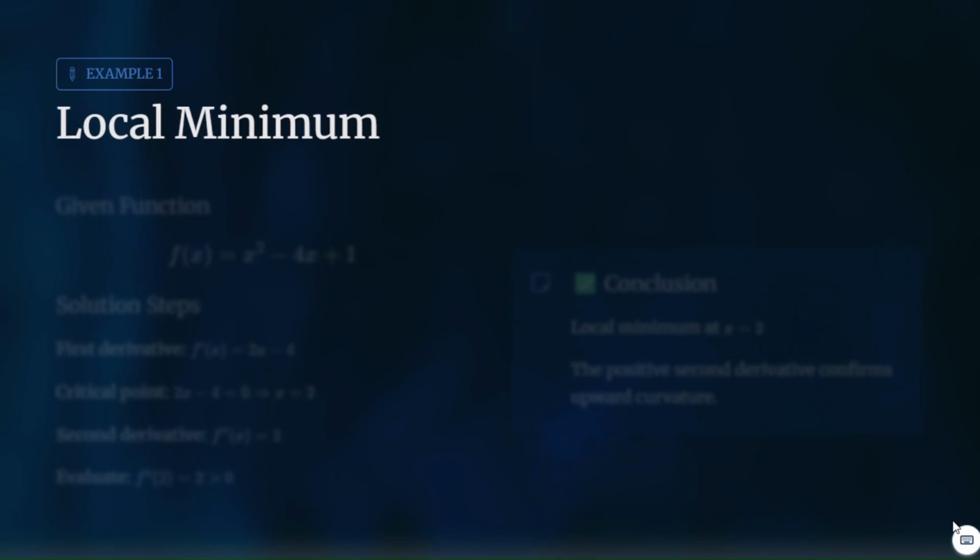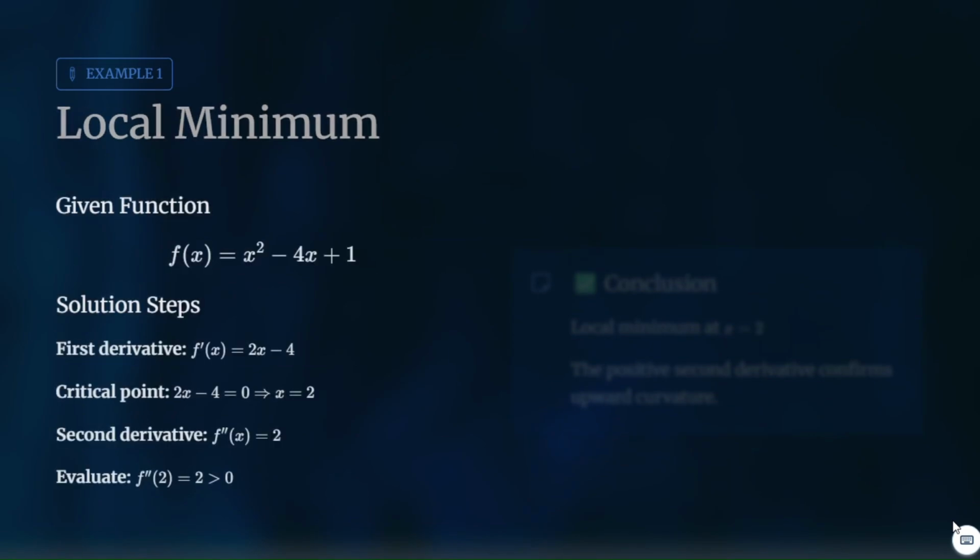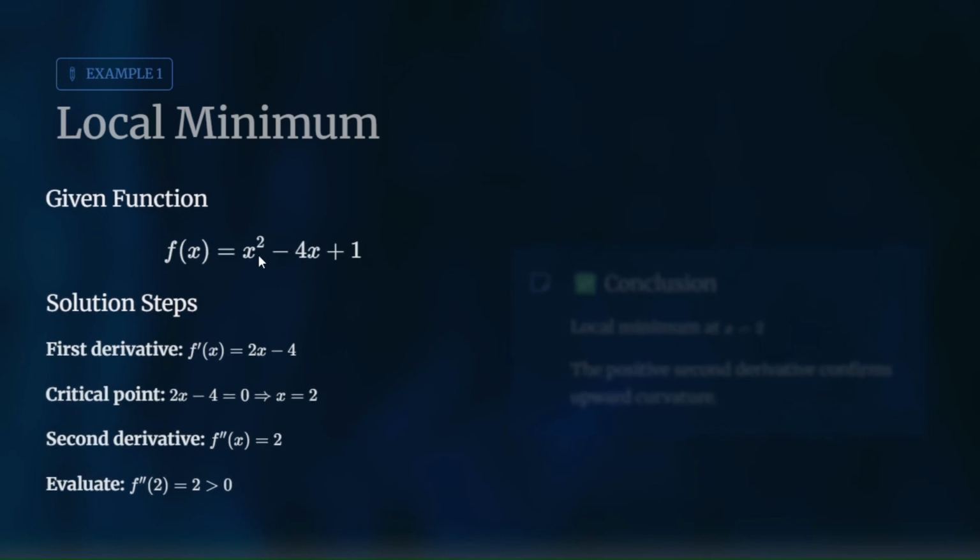Let's look at our first example. Given the function f of x equals x squared minus 4x plus 1, we want to use the second derivative test in order to find stationary points. So first, we find the first derivative. The derivative of x squared with respect to x is 2x. The derivative of negative 4x with respect to x is negative 4. And the derivative of 1 with respect to x is 0. So our first derivative, f prime of x, is equal to 2x minus 4. In order to find the critical points, we let 2x minus 4 be equal to 0, and solving for x, we find that x is equal to 2.